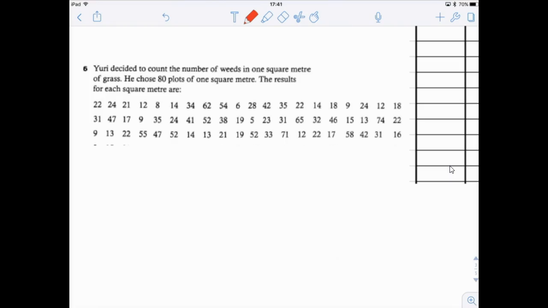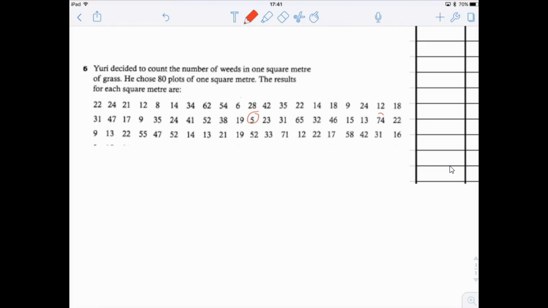Let's see what the biggest number and the smallest number are. Looks like the smallest number might be like 5. Don't know if there's anything smaller than that. And the biggest number that I see is about 74. Anybody see one bigger than that?